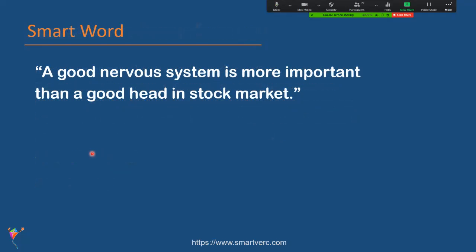Smart word. A good nervous system is more important than a good head in stock market. Picking a stock, as I have referred to in the presentation also, is even less than half done. What is more important is how you remain rational.